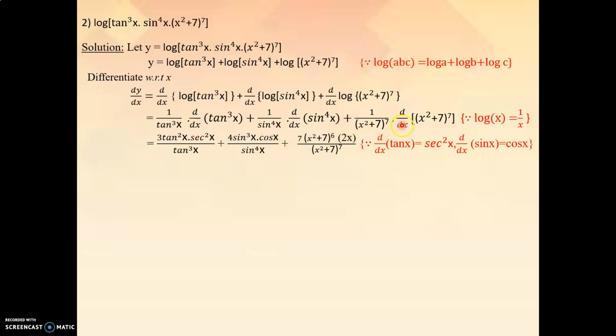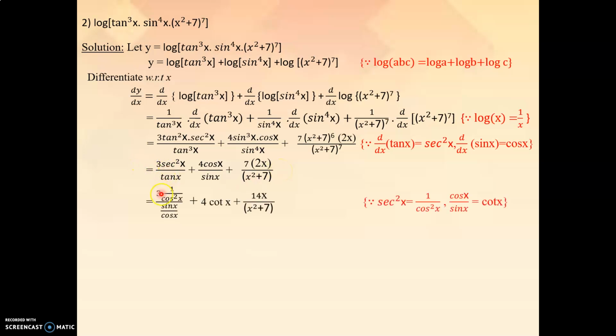plus here x raised to n format again. So 7 into (x square plus 7) whole raised to 6 into the derivative of x square plus 7, which is 2x, upon the denominator as it is. Now here tan square x you can cancel from both numerator and denominator. So 3 into sec square x upon tan x plus 4, here sine cube x you can cancel. So 4 cos x upon sin x plus, here (x square plus 7) raised to 6 you can cancel. So 7 into 2x upon x square plus 7.